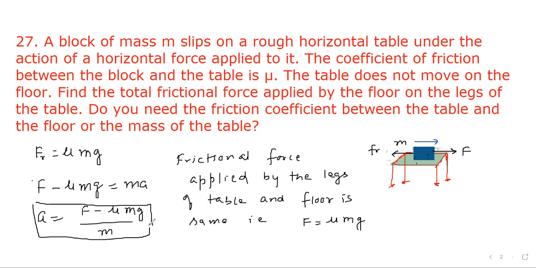Now, in our question here, it is asked, do you need the friction coefficient between the table and the floor or the mass of the table? If we want to find out numerical value, in that case, all variables must have certain known values. Otherwise, there is no use.